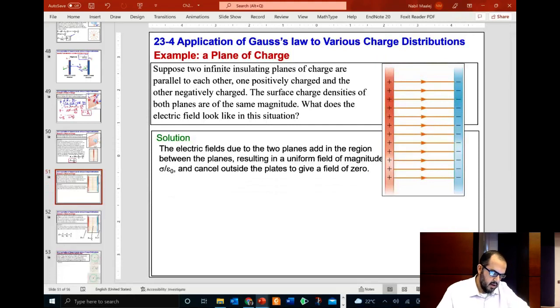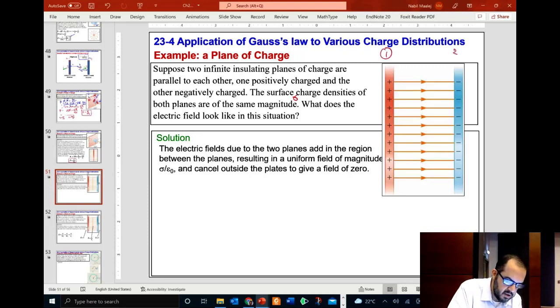Okay, so here suppose two infinite insulating planes of charge are parallel to each other, one positively charged and the other negatively charged. The surface charge densities of both planes are the same magnitude, so let's call them sigma. What does the electric field look like in this situation? So we want to determine the electric field. All right, we have an equation for the electric field, so let me start with this one.